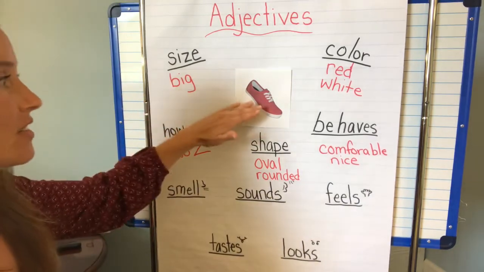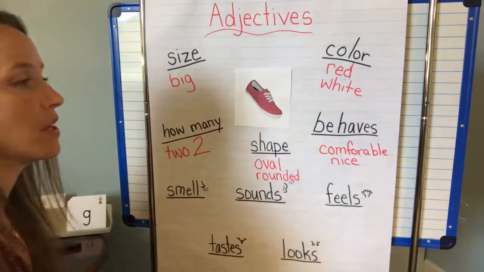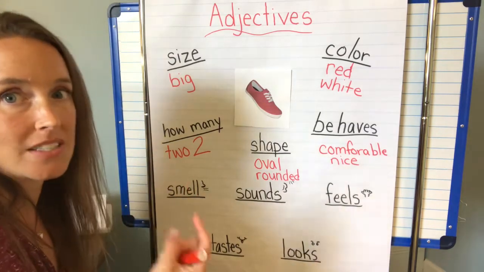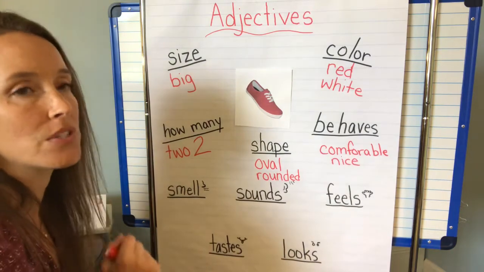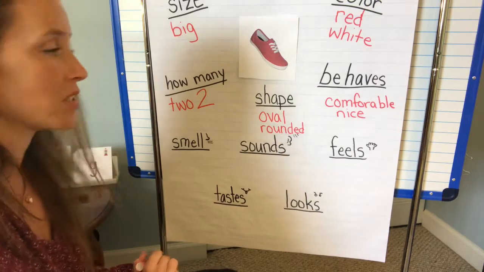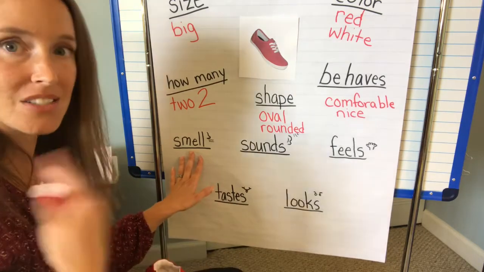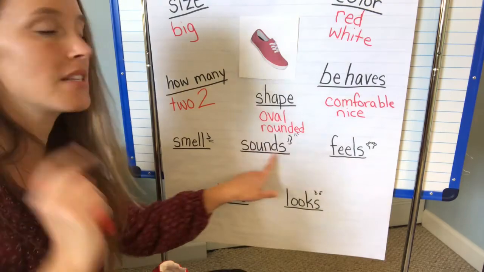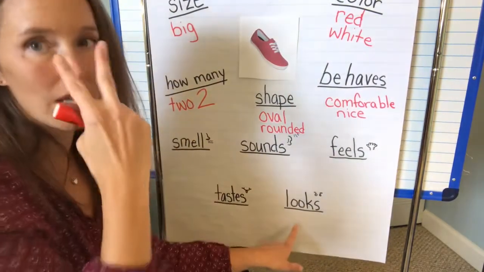So big is an adjective. It describes the shoe. White describes the shoe. Red describes the shoe. Okay, so I want you to understand that before we get too far. An adjective is only one word. It's not a whole sentence. It's just one word in the sentence that is being used to describe something. So then we have down here, back to our 5 senses words. Remember, I think in kindergarten you learned this too. We use our 5 senses to describe things. We can talk about how something smells, how something sounds, how something feels, how it tastes, and how it looks.